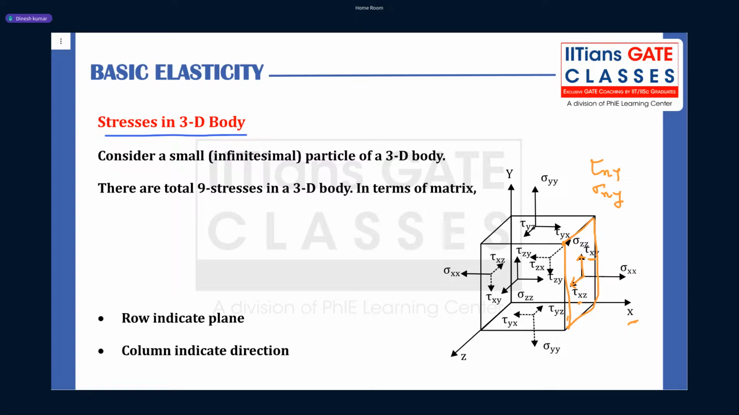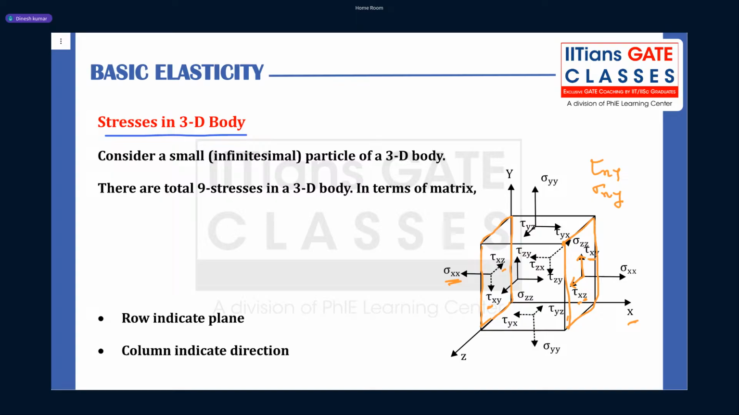Plane X and direction is what? Z direction. So it is what? Tau xz or sigma xz. Similarly, on the other plane. Now if you take this plane, you will see your normal stress is going in the negative axis direction. So your corresponding shears will also go in the negative axis direction.